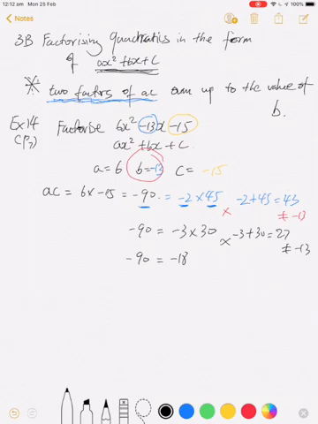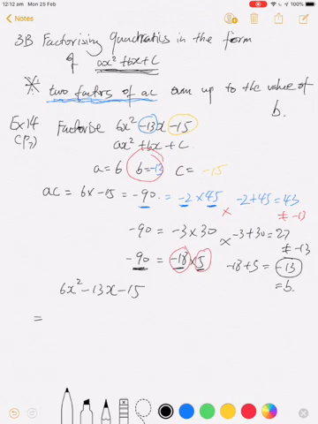For example, negative 18 times 5 gives me negative 90. So these are two factors of negative 90. Adding these two factors together gives negative 13, which is the value of b. So these are the two factors that we need. Now, what are we going to do next? Let me write the quadratic expression again: 6x squared minus 13x minus 15.